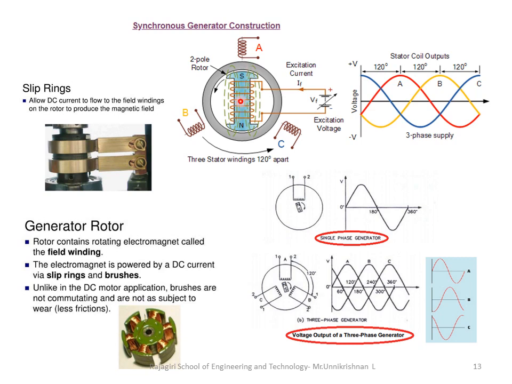So this is a two-pole structure. You can increase the number of poles, and this figure shows a 6-pole structure. Why we are increasing the poles, we will see in the upcoming slides. Here also you can see the representation. This is a single phase representation in which the field is rotating and the coil is stationary. And the second figure is of a 3-phase generation in which the field is rotating and the coil is stationary.